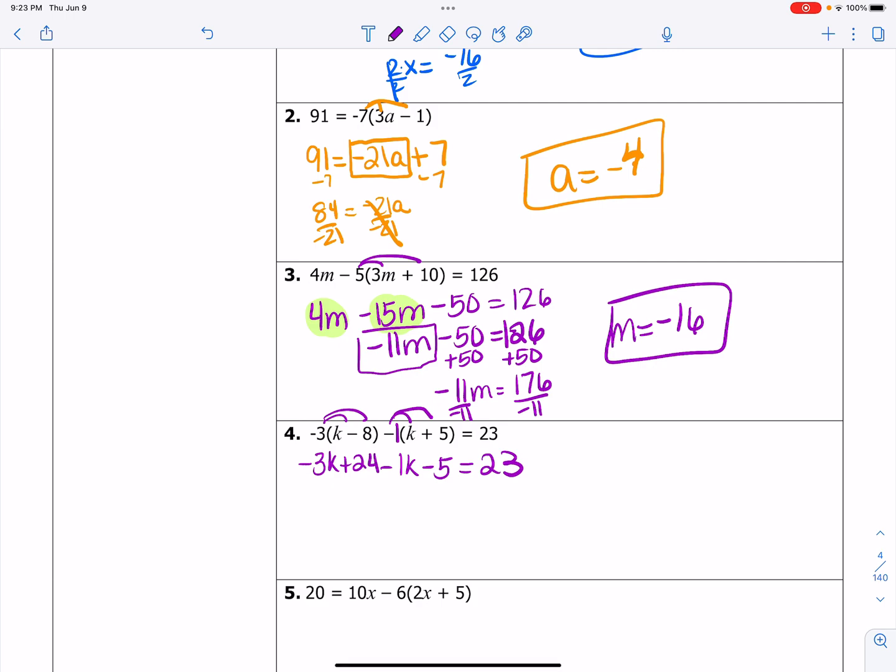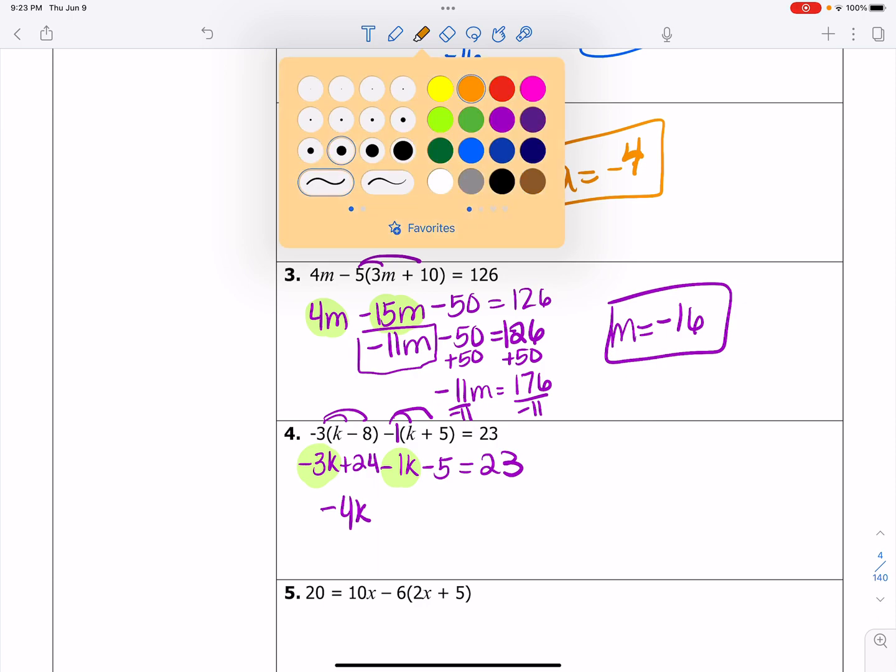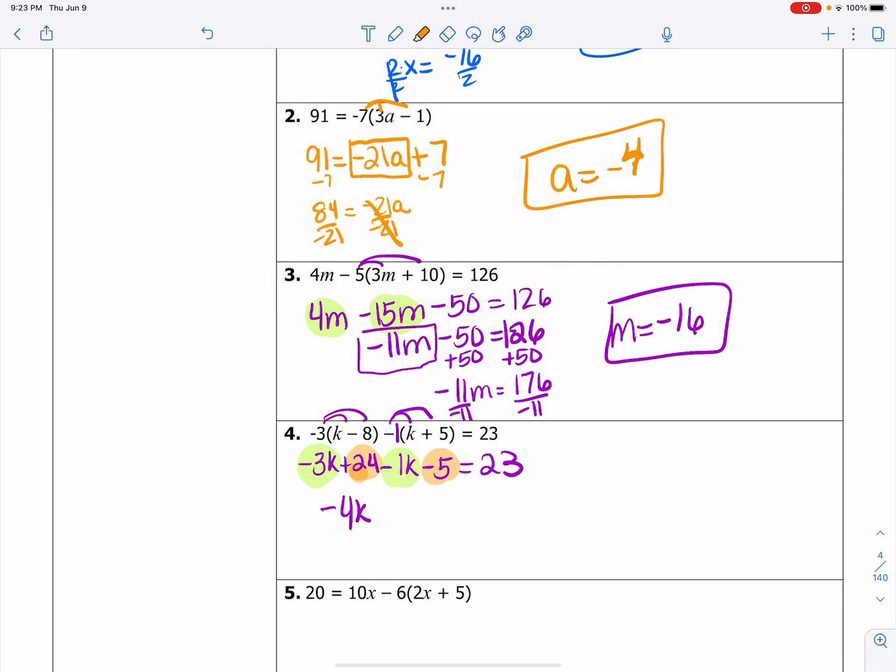Okay, so that negative sign goes in. So I have like terms here. You owe me $1, you owe me $3, so minus 4k. And then here I have like terms as well. 24 and negative 5, that's going to be plus 19 equals 23. Okay, so then I'm going to minus 19 for both sides. And I get a negative 4k equals 4. Divide both sides by a negative 4. And k equals a negative 1.